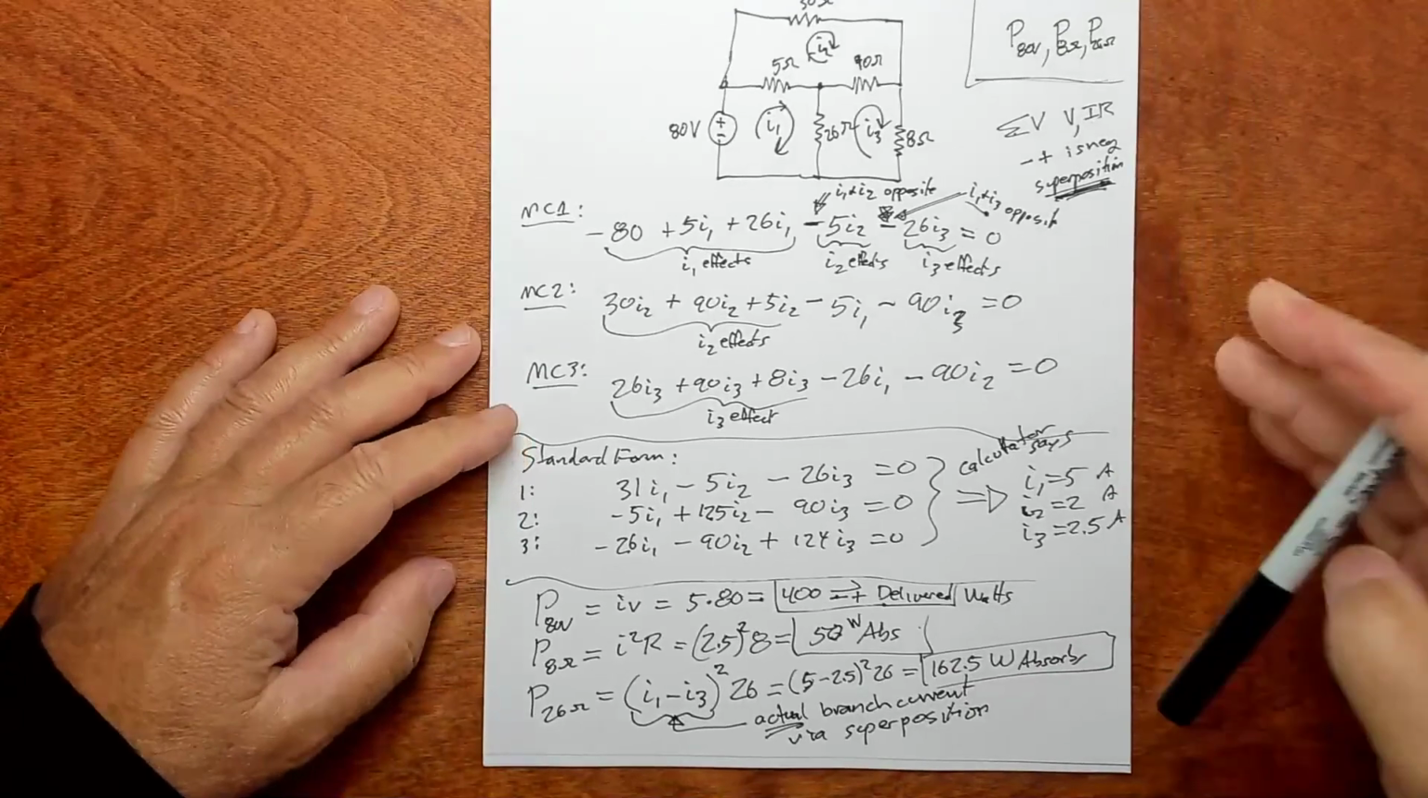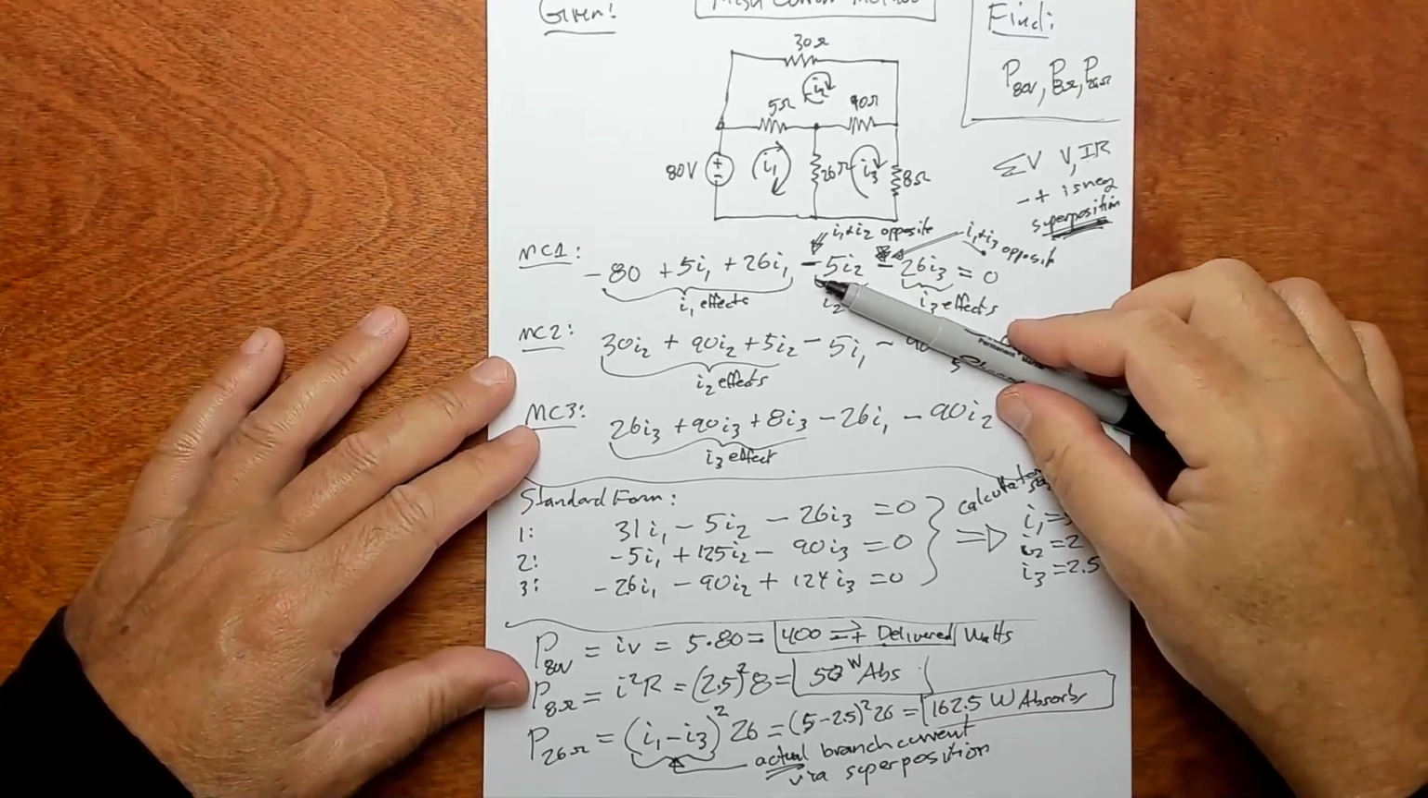All right. That was a basic mesh current method.